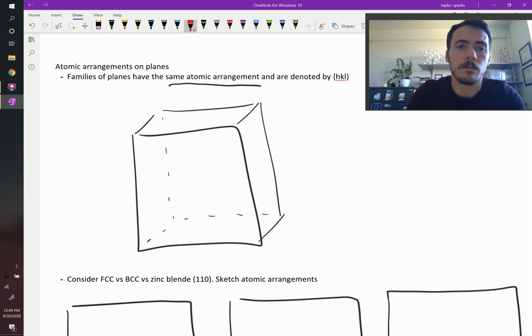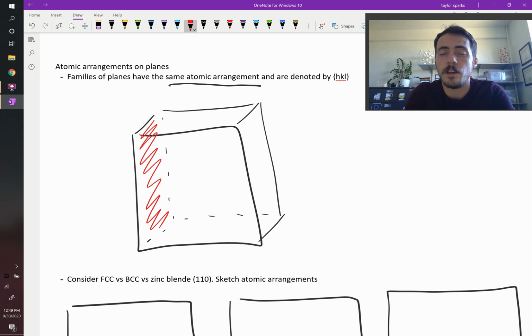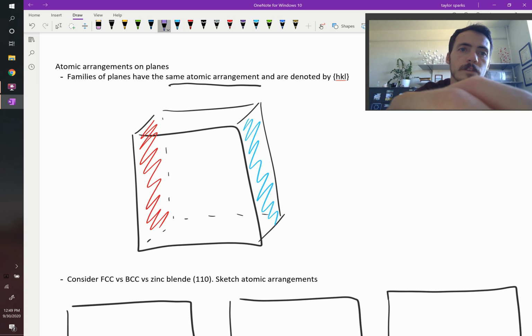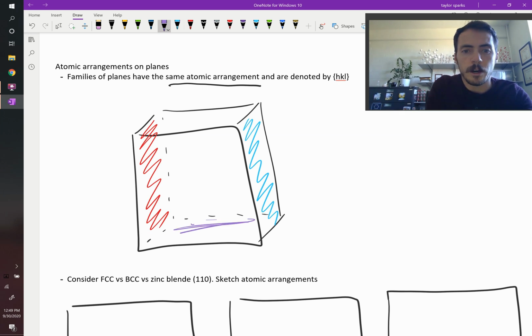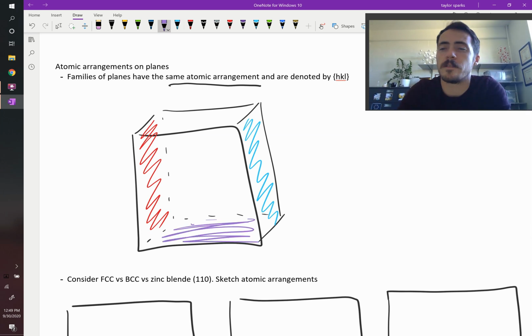So for example, if we're talking about this far left plane over there, it would have the exact same crystallographic arrangement of atoms as this plane over here. It would have the same crystallographic arrangement as this bottom plane, right? Because they're all members of the same family. So what we're going to do is show the different atomic arrangements present in three different crystal systems, FCC, BCC, and zinc blende. We're going to do that all on the 110 plane.